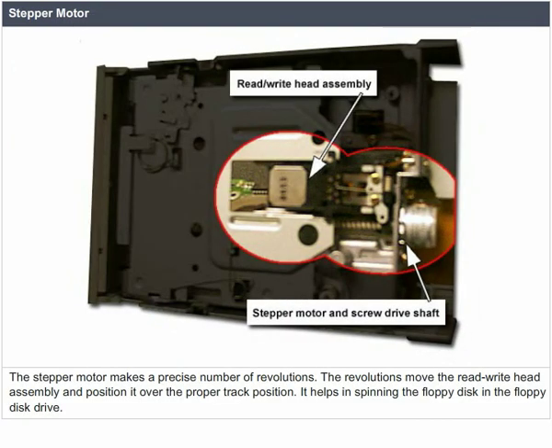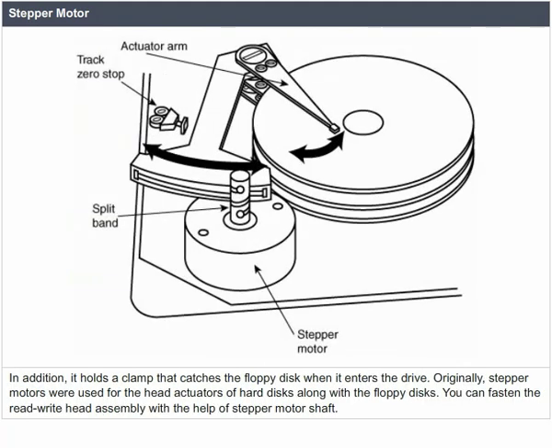Stepper motor. The stepper motor makes a precise number of revolutions. The revolutions move the read-write head assembly and position it over the proper track position. It helps in spinning the floppy disk in the floppy disk drive. In addition, it holds a clamp that catches the floppy disk when it enters the drive. Originally, stepper motors were used for the head actuators of hard disks along with the floppy disks. You can fasten the read-write head assembly with the help of the stepper motor shaft.